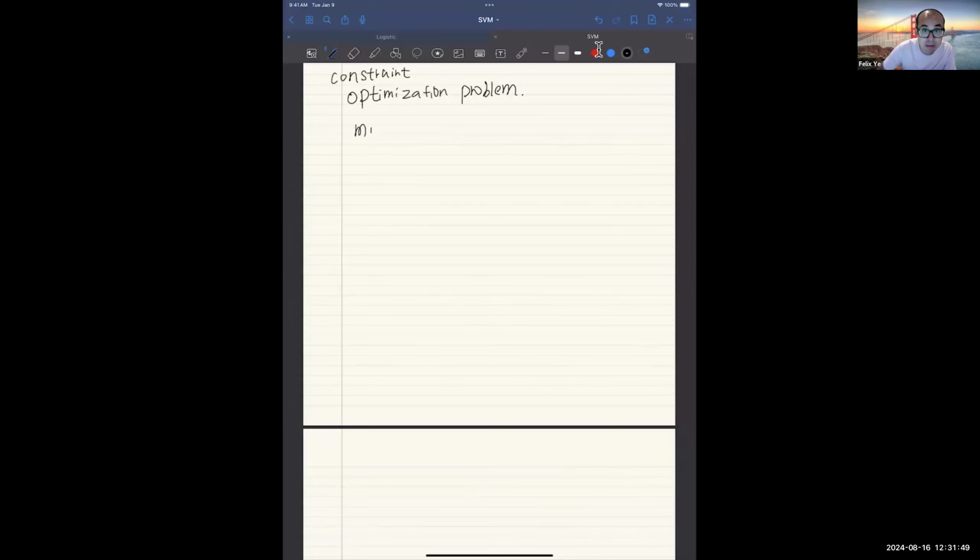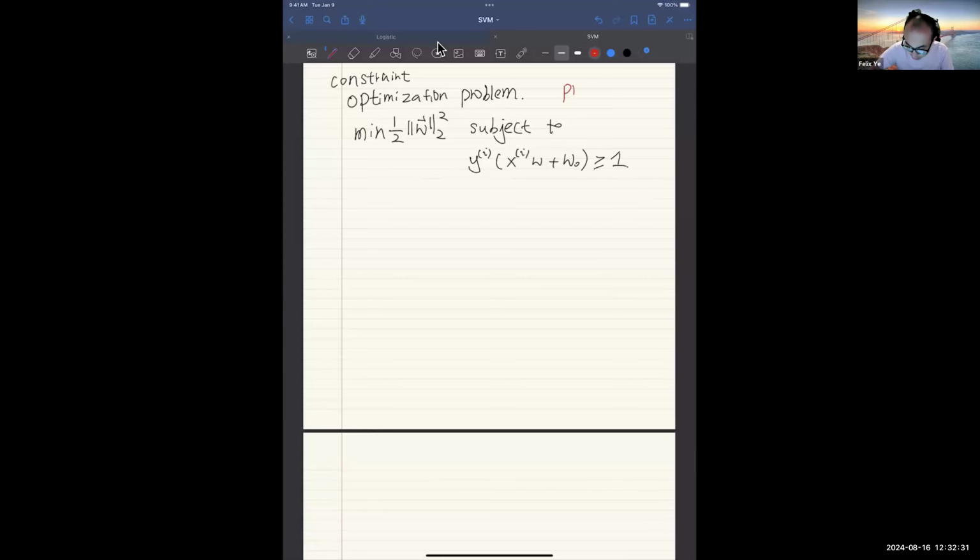So that means we want to minimize 1/2 the 2-norm of the weight W, squared, subject to the constraint. The constraint is yi (xi w + w0) bigger or equal than 1. We call this the primal problem.